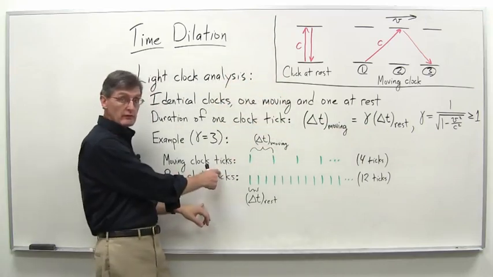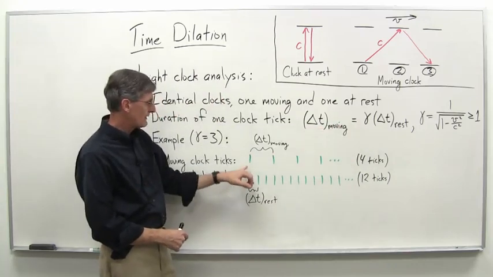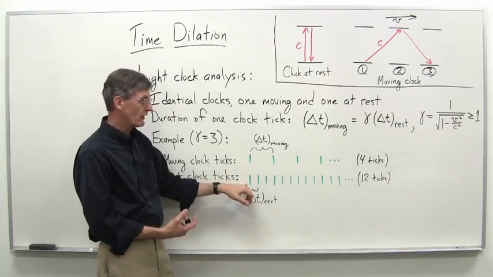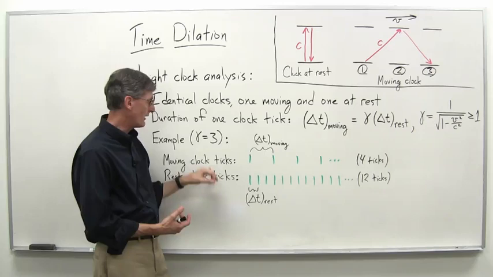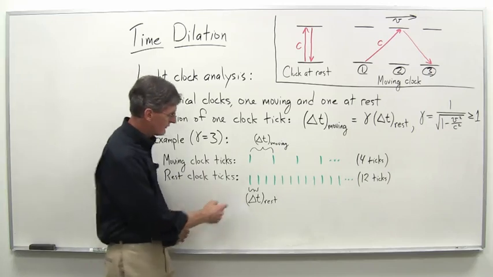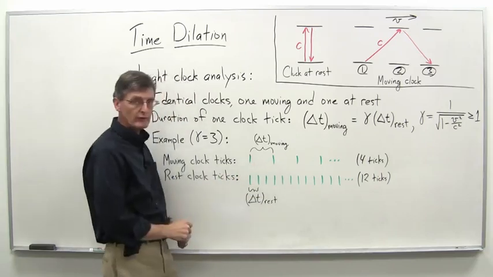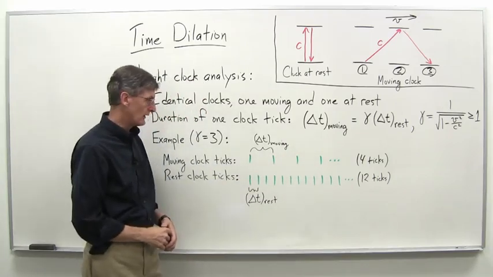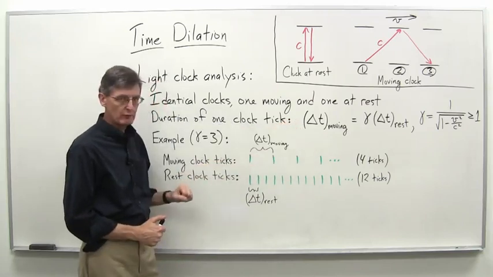And then the moving clock ticks, according to our analysis here, with gamma equals 3, we're going to get a tick every third tick for the at-rest clock, right? Because the duration of a tick for the moving clock is 3 times the duration of the tick for the rest clock. Just again assuming gamma equals 3. So we can see we've got 1, 2, 3 rest clock ticks is going to equal 1 moving clock tick. And so again, you get 1 tick of the moving clock every 3 ticks of the rest clock. And all that's saying is sort of in pictorial form what this equation is saying when gamma equals 3.